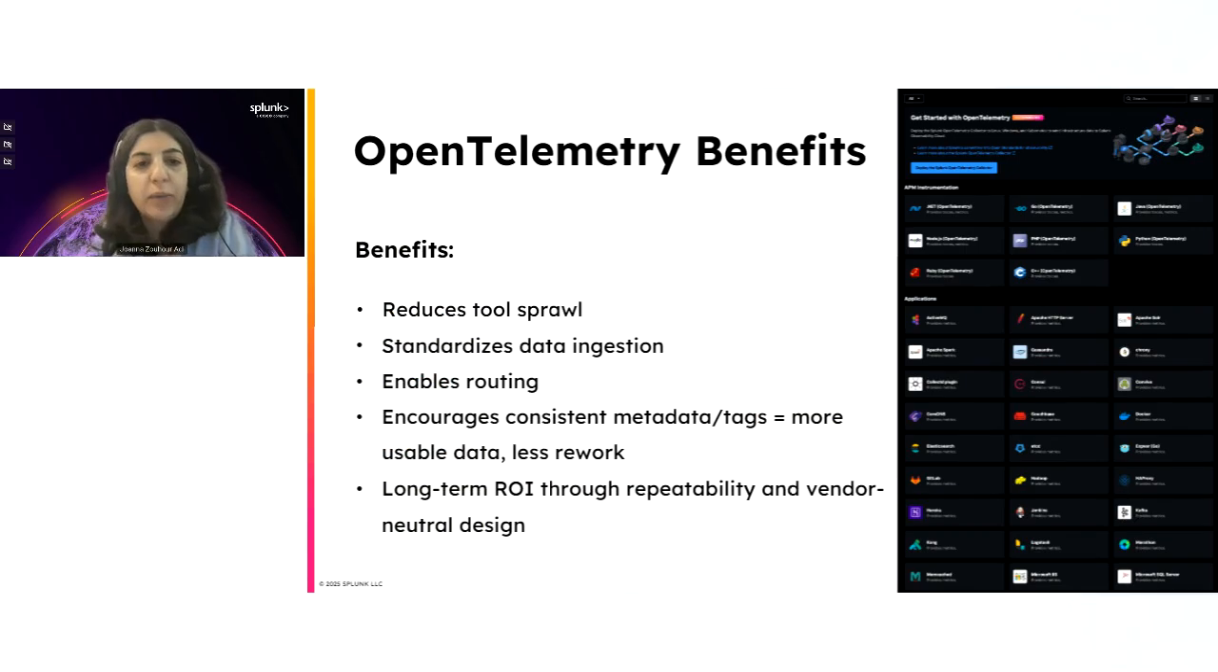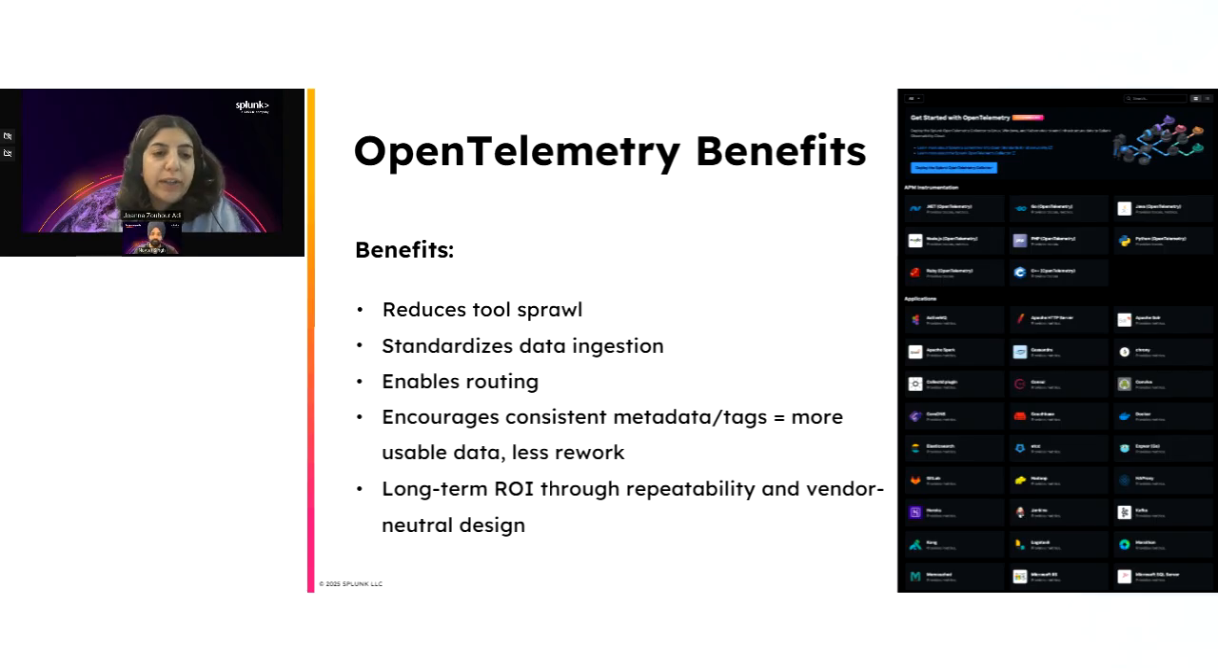So to summarize a little bit about OpenTelemetry, the main benefits of using OTel is that it reduces that tool sprawl that we mentioned before, which can lead to more data. You're standardizing data ingestion, you're enabling routing, you're also encouraging consistent metadata and tags, which means more usable data and less rework. This is part of that standardized streaming that I mentioned before. And then we're also essentially building a more long-term ROI for your observability, because you're having more repeatable and vendor-neutral design.